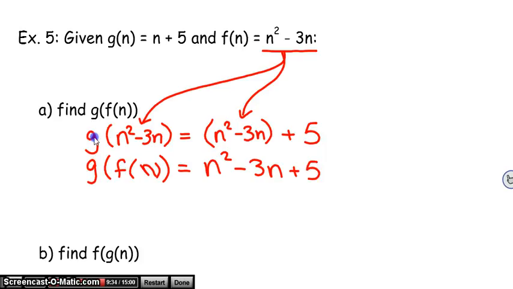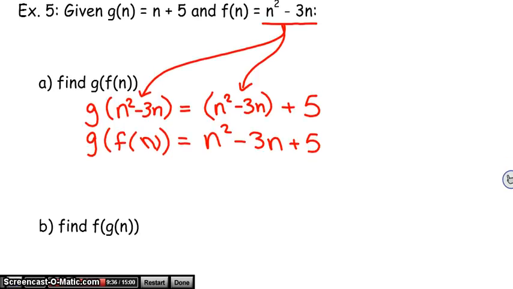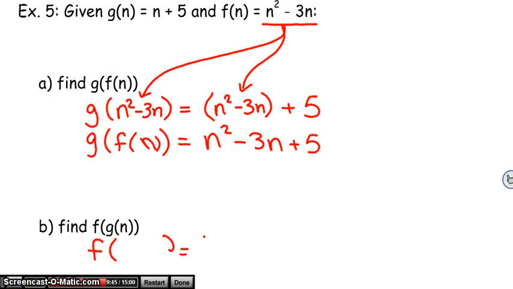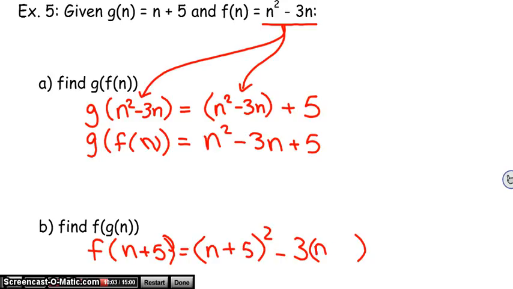Okay, now let's move down, use the same two functions, except this time we're going to find f of g of n. And so f is the outside function. F of n is equal to n squared minus 3n. And everywhere there's an n, we're going to replace it with the g function, and the g function is n plus 5. This time we have to put it in two different places for the function itself.